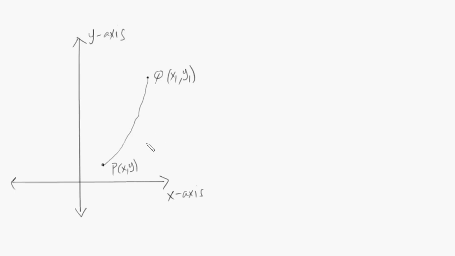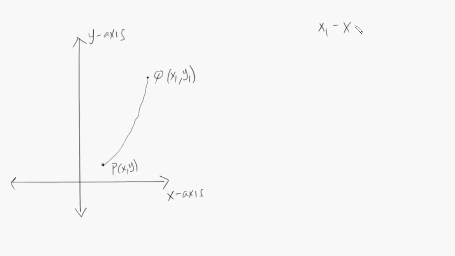Okay, now consider hii graph hapa, ambapo tuna curve hii PQ. It's a section of a curve where point P ni x, y and point Q ni x1, y1. Okay, so as a point moves from P to Q, the value of x changes from x to x1. Kwa hiyo change in x is just x1 minus x.